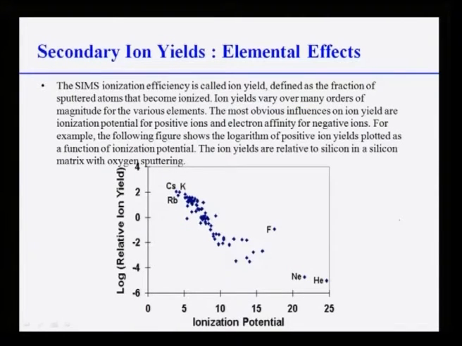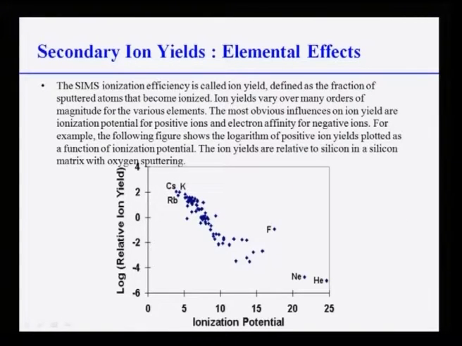Obviously, secondary ion yield depends on the type of elements you are dealing with. Secondary ionization efficiency is a very well defined thing. It is nothing but the fraction of the sputtered atoms that become ionized. You have a large number of sputtered atoms, and only 10 or 15% become ionized. That fraction is known as the secondary ion yield. As you know, ion yields vary over orders of magnitude for different elements. That means there is an elemental effect.